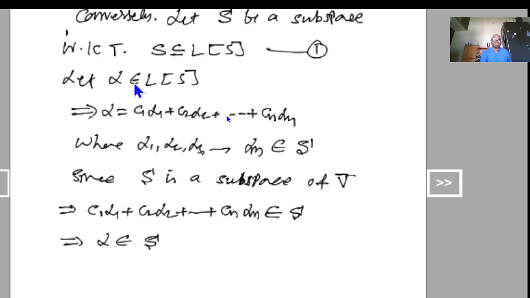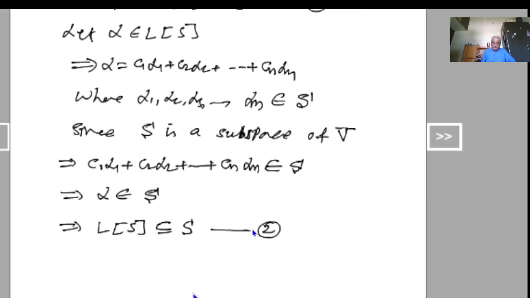So here I have taken alpha belonging to L of S and I have proved that alpha belongs to S. This implies L of S is contained in S. I will take this as 2. Now from 1 and 2, we can write L of S is equal to S. This completes the proof.